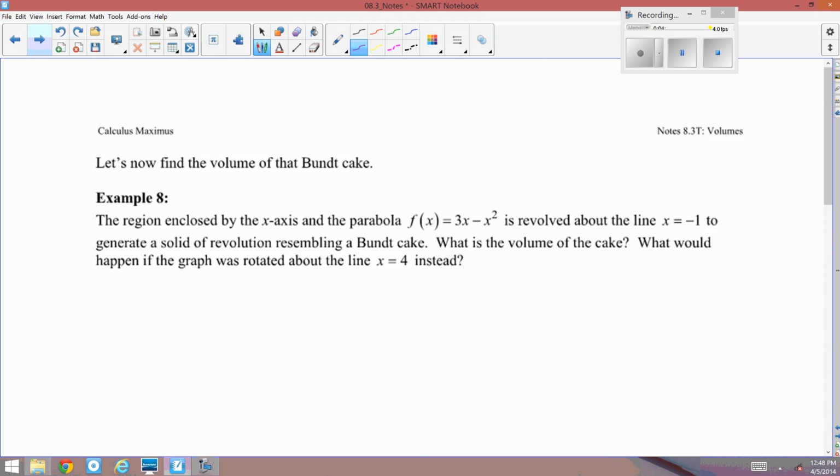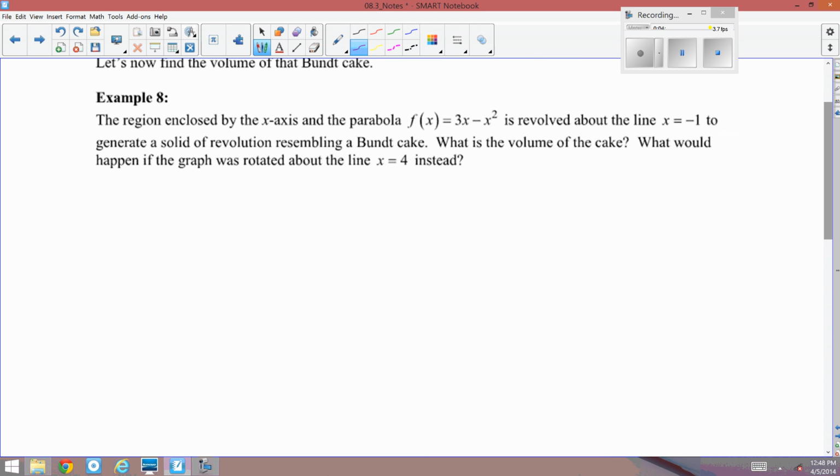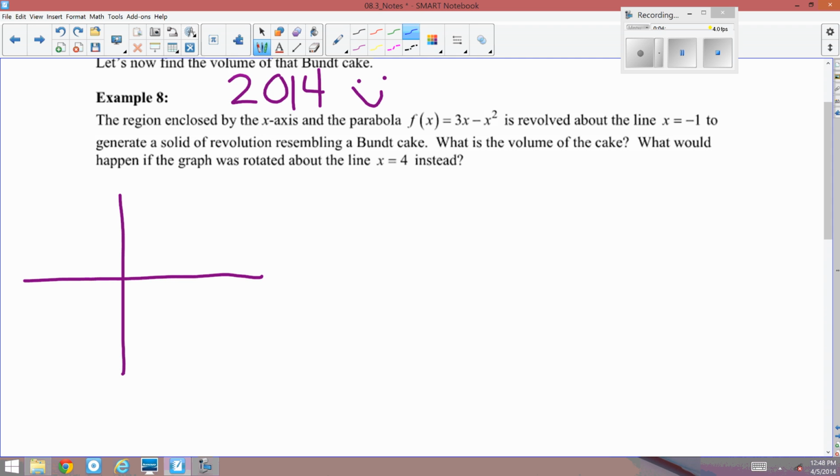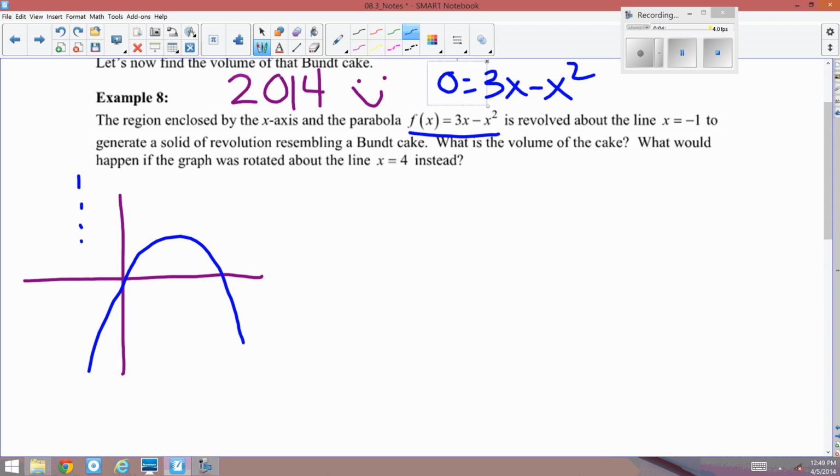All right, now let's find the volume of that bundt cake that Susan is going to bake for us. The region enclosed by the x-axis, and sorry if I use this video for any other year, but 2014, number 1 class ever. So now we have a different graph. Here we're going to have this graph, and you should know where this equals 0, but you could set it equal to 0. You'll find that it's 3 and 0. And we're going to rotate it about the line x equals -1 over here.